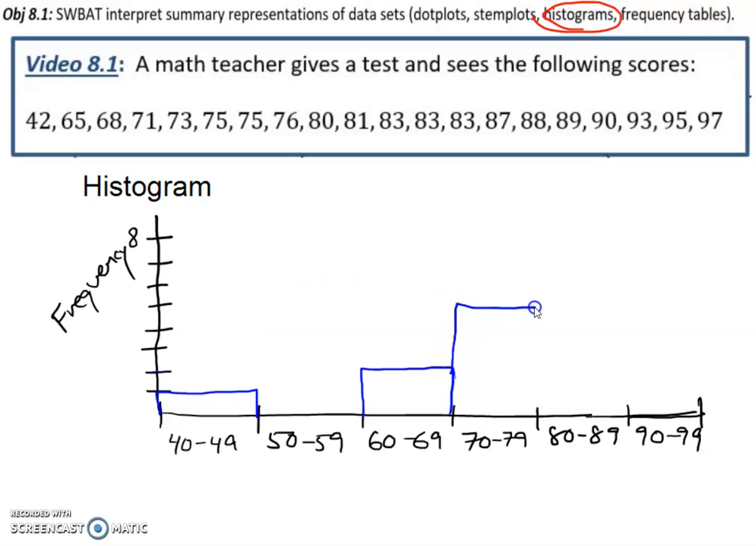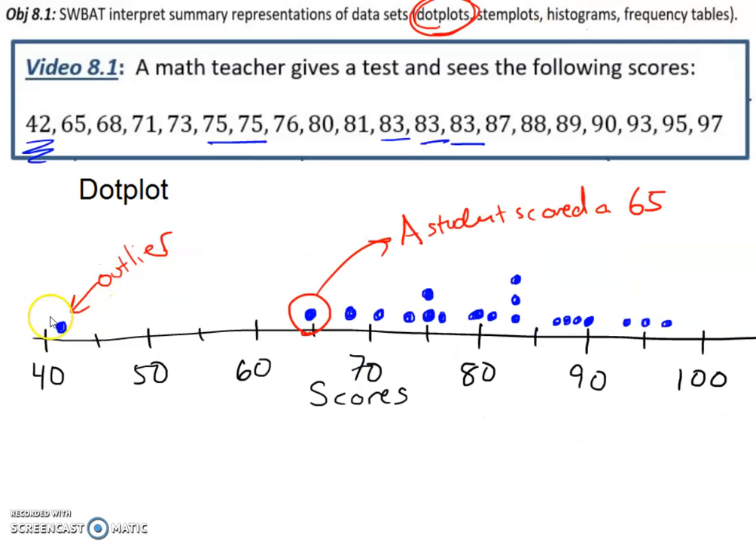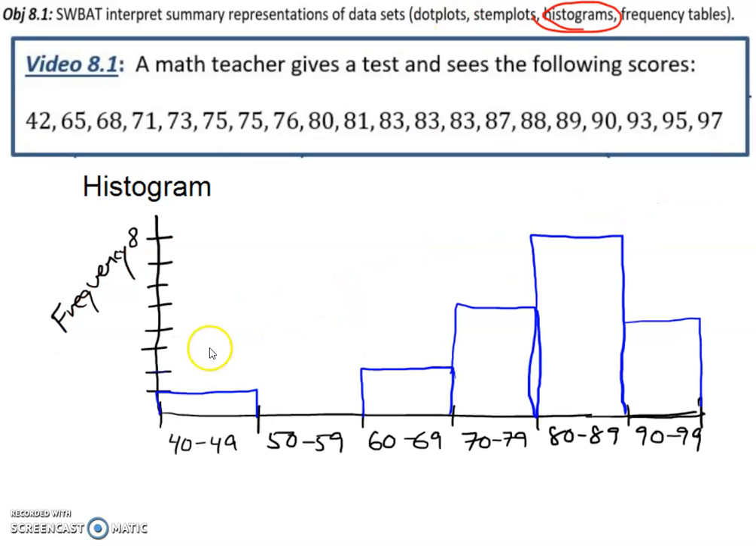I'm going to try to make my best drawing here. Sorry, that's not perfect. The next bar should go up to 8. And then the last bar we said was going to go up to 4, so that should be this one, a little bit less than 5. You notice just like a dot plot, you can still see some stuff, like the outlier is really easy to see. It's got the same information as a frequency table.